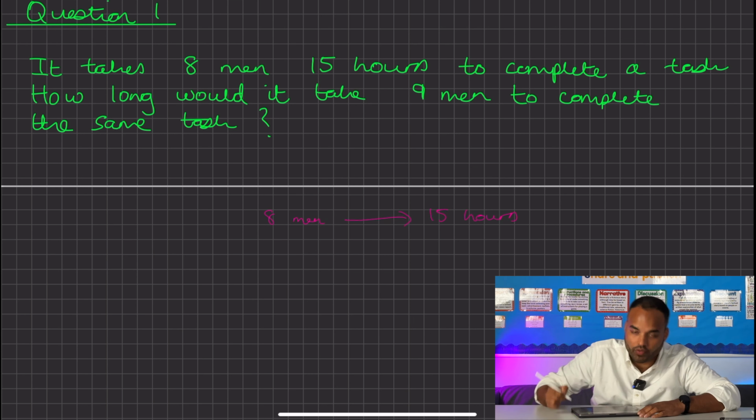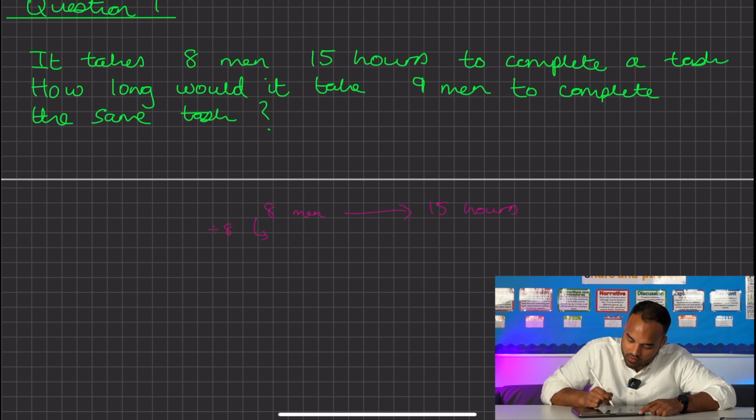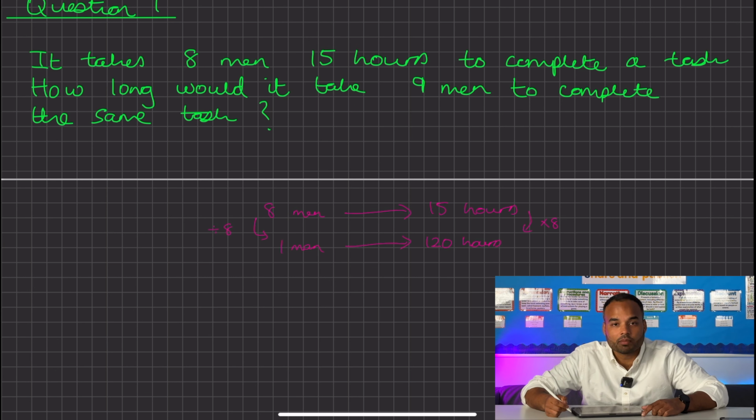by working out, with these sort of problems, the total amount of time that's needed for this task. So in other words, how long it would take one man or one person to complete this task. To do that, we divide the number of men by 8, that's going to give me 1 man. And then because it's an inverse proportion question, if I multiply 15 by 8, I'll get the total amount of hours that's needed for 1 man to complete this task. So 15 multiplied by 8 is 120. So it would take one person 120 hours to complete this particular task.